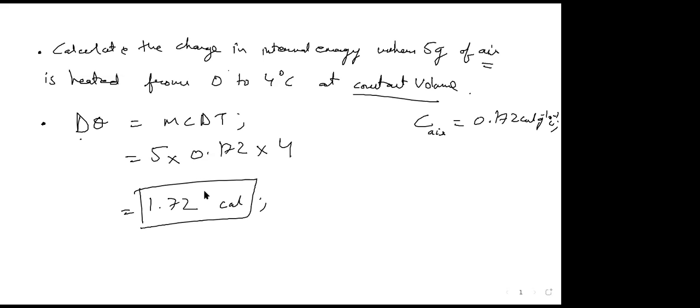Sir, what will 1.72 be? 5 into 4 is 20, right? 5 into 4 is 20, absolutely. You're right, so it's twice of this. So this is 3.44. Sir, double of 172 is 344. Okay, 3.44 calories is the total heat you input. Yes, what next?